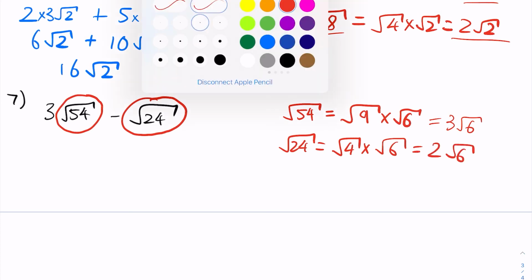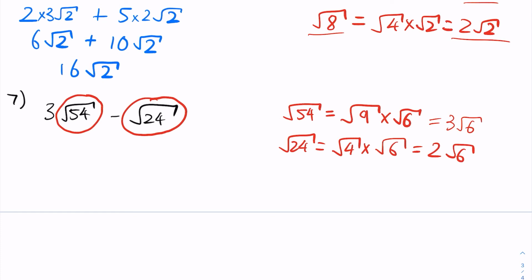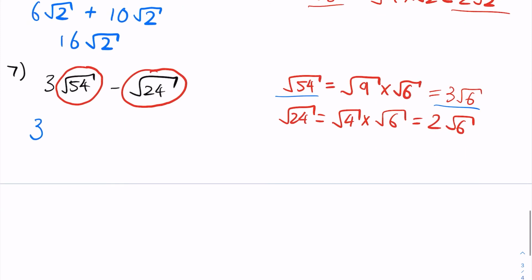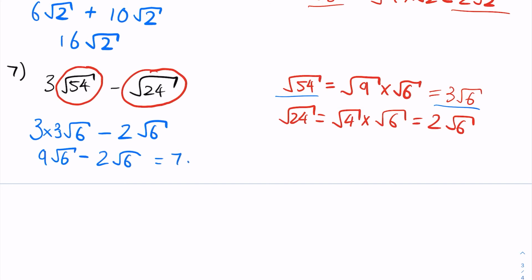And again, putting those back in the original question, we have 3 lots of root 54, which is the same as from over here. Root 54 is the same as 3 root 6. So we have 3 lots of, so 3 times 3 root 6, take away the square root of 24, which is 2 root 6. Now 3 lots of 3 root 6s would be 9 root 6. Take away 2 root 6, which is just going to be 7 root 6s.